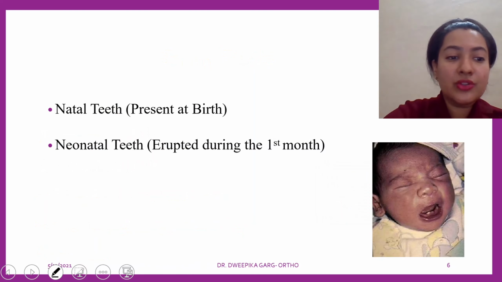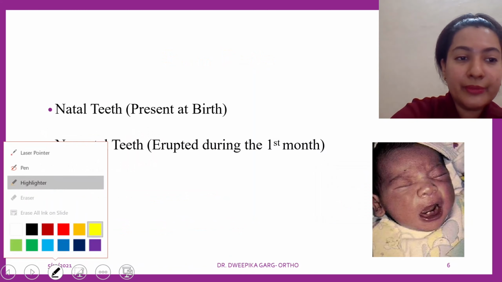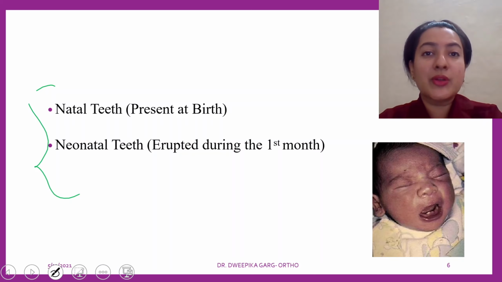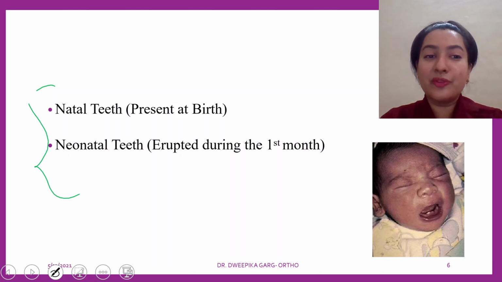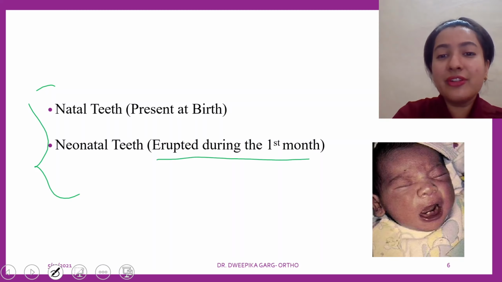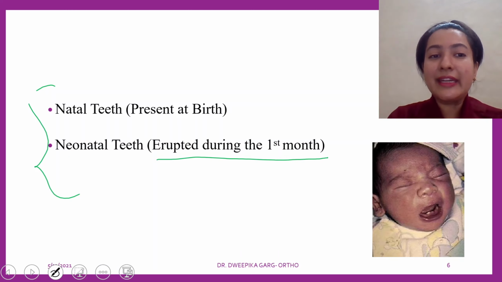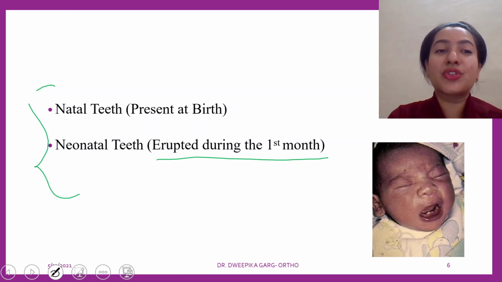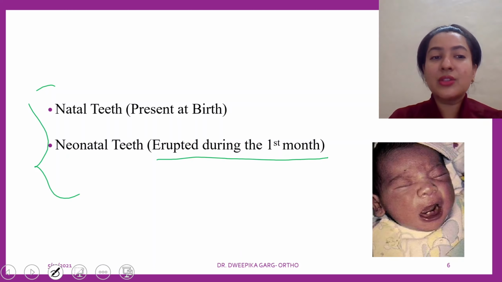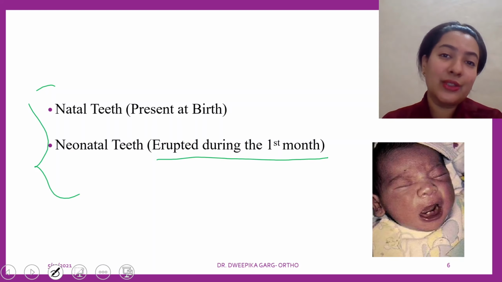One thing which is very important and you all should remember is this concept of natal and neonatal teeth, because they are often asked in MCQs. Natal teeth are the teeth which are present at the time of birth, whereas neonatal teeth are those which erupt during the first month. If there are natal teeth present in the child, of course it becomes a little difficult for the mother to feed the child. But you should know what is natal and neonatal teeth.